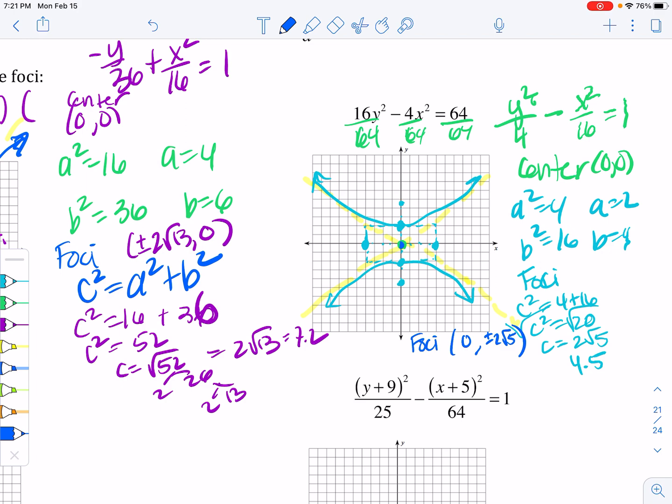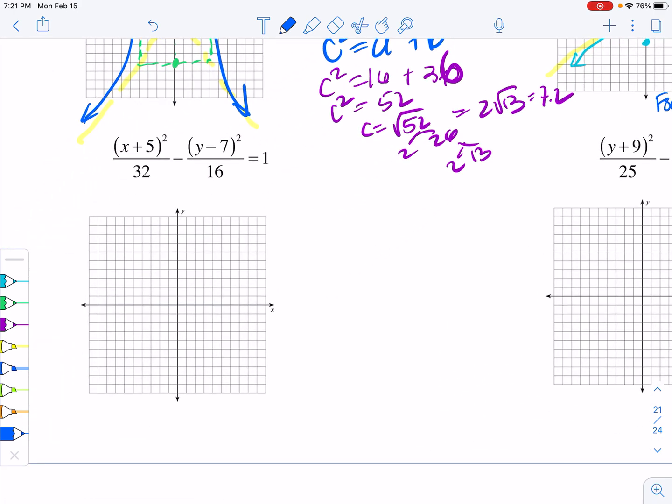Now let's try one that's not centered at 0, 0. If we give you this one here, we're going to do the opposite of inside the parentheses, just like we've done for circles and for ellipses. So our center is located at negative 5, 7. 1, 2, 3, 4, 5, and then positive 7. 1, 2, 3, 4, 5, 6, 7.